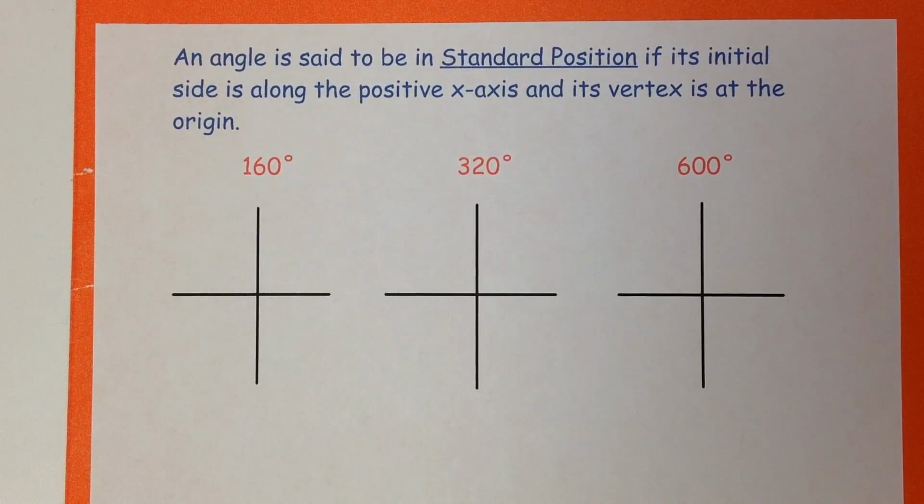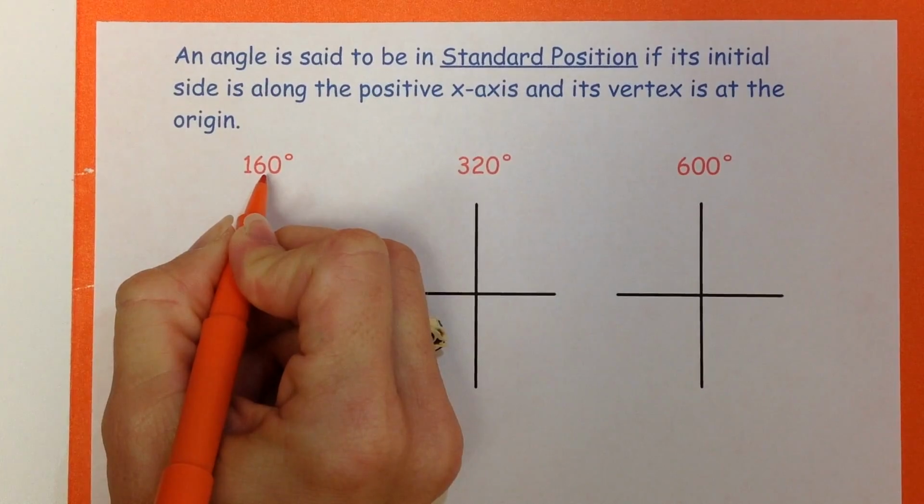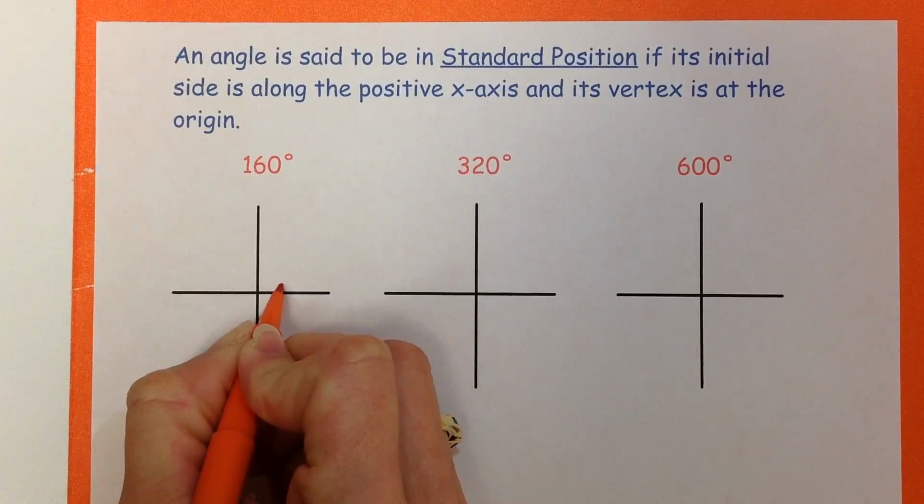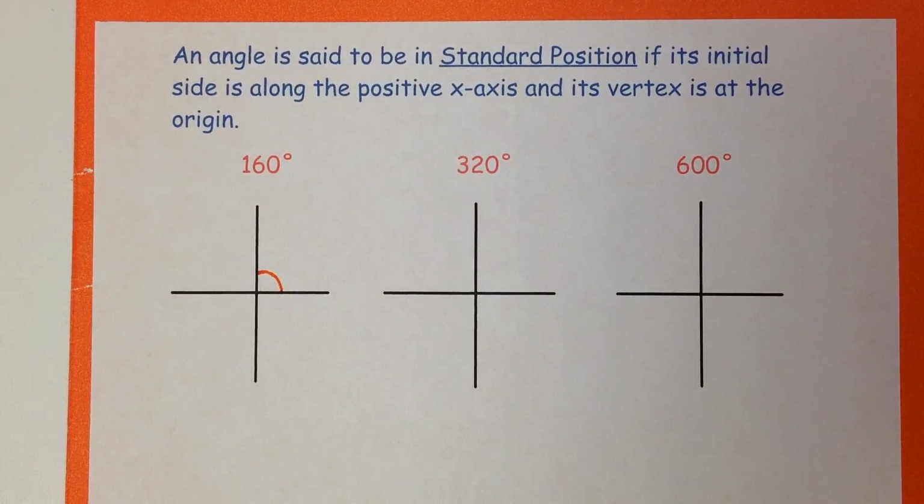Okay, so the first one I have is 160 degrees. Alright, so I'm starting here. Of course this is positive, and since this is a positive angle, that means I have to rotate counterclockwise. Rotating from here to here is 90 degrees. Now we've got to figure out how much more we need to go. We've already gone 90 degrees, so I need to go 70 more degrees to reach my total of 160.